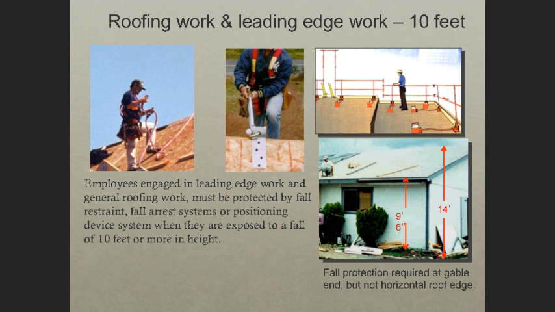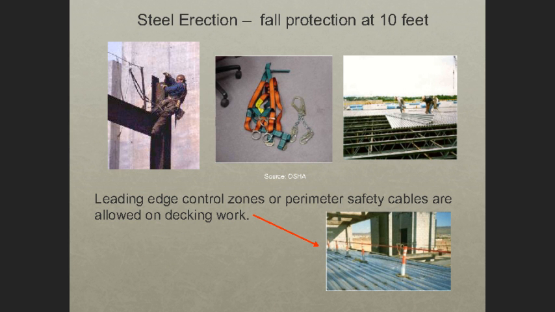And so roofing work and leading edge work is going to be a 10-foot requirement, and that arises from the construction industry. So employees engaged in leading edge work and general roofing work must be protected by fall restraint, fall arrest systems, or positioning devices when they are exposed to falls of 10 feet or more in height. And so again, you see the three categories of fall protection there, and you can see how people working on different pitches of roofs, or the steepness really of a roof, can have quite the exposure to a potential fall hazard.